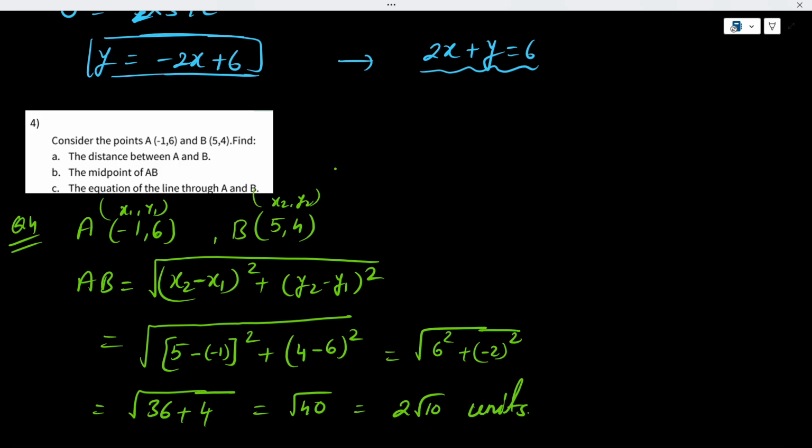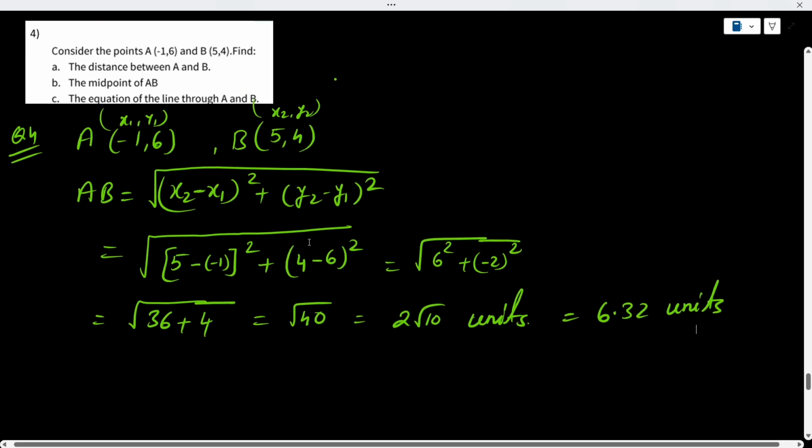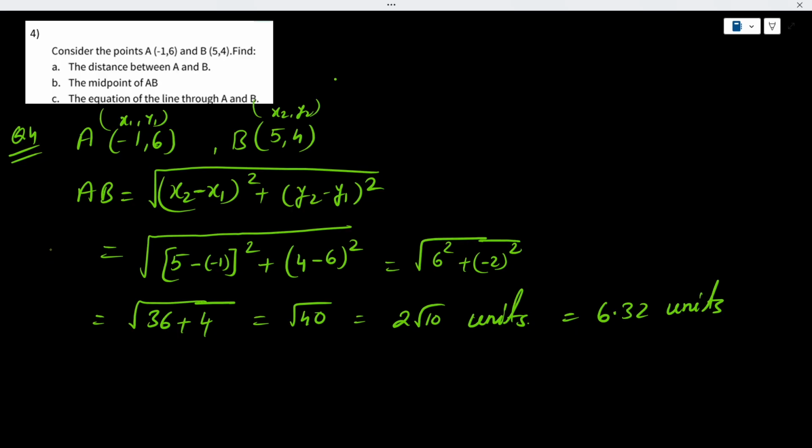Okay, or if you are writing in decimal form, then you need to write down 3 significant figures, where root 40 is 6.32. So this can be written as 6.32 units as well. Okay, so this is the distance between AB, and this is your part A. Okay, part B, the midpoint of AB.